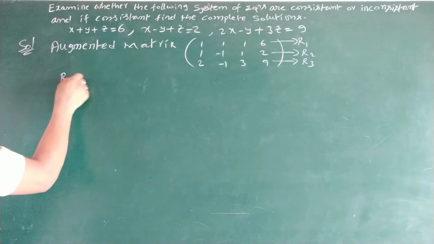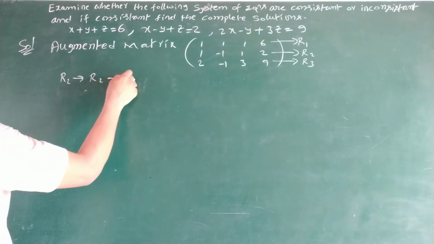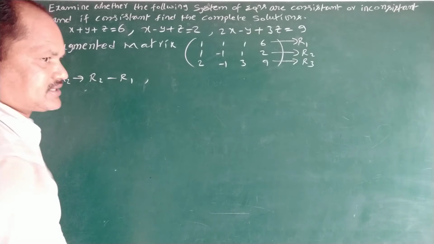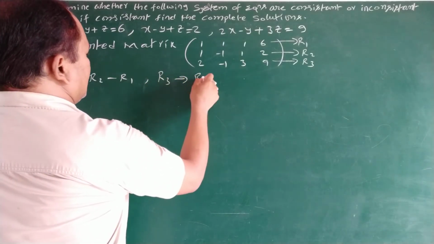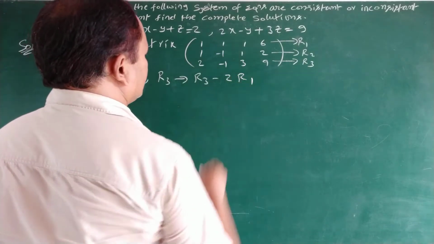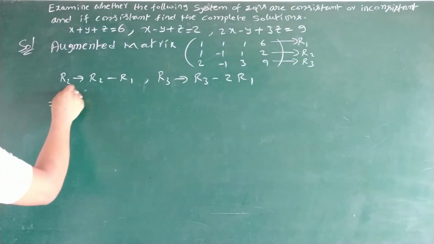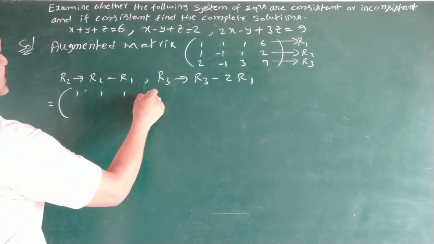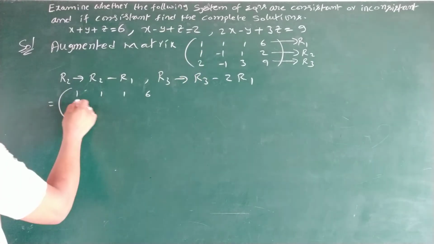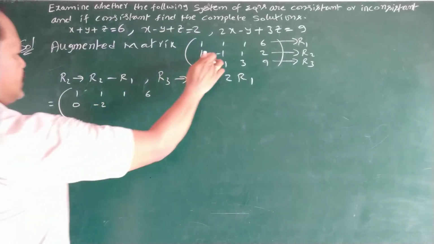Take R2, that is R2 minus R1, that is one application. Another application, take R3, that is R3 minus 2R1. Now, from this, we have to write the augmented matrix. Now, 1, 1, 1, 6. Here it is 1 minus 1, 0. Minus 2, minus 1, minus 1.